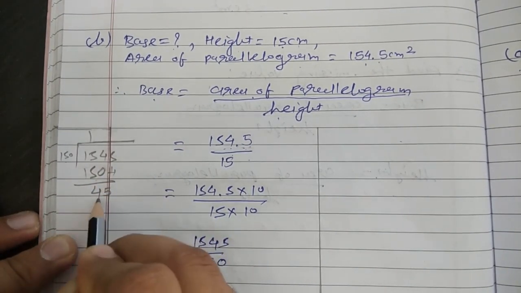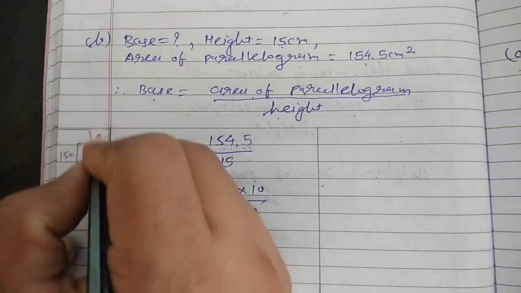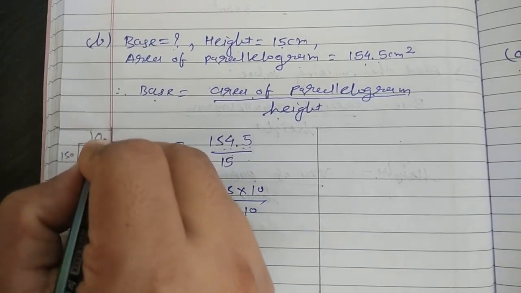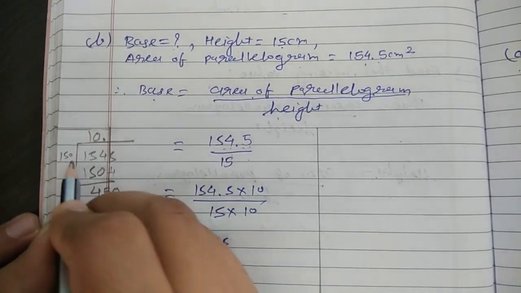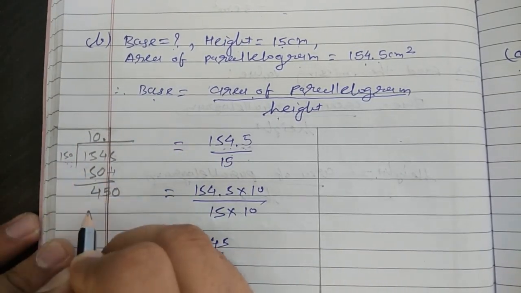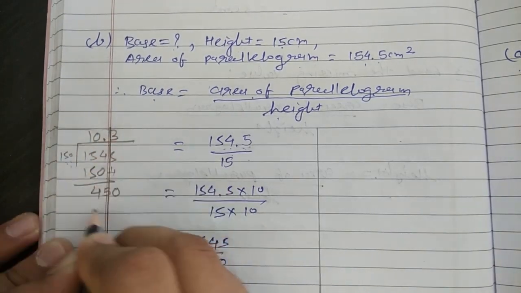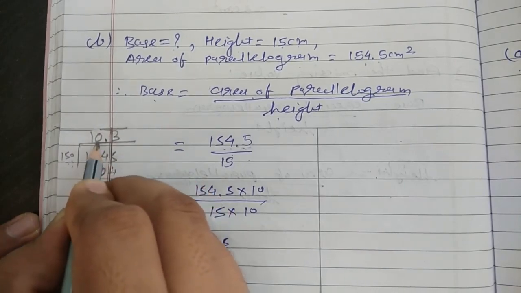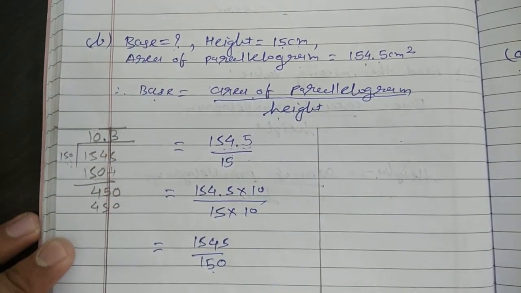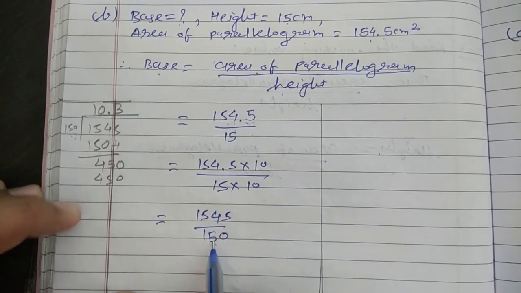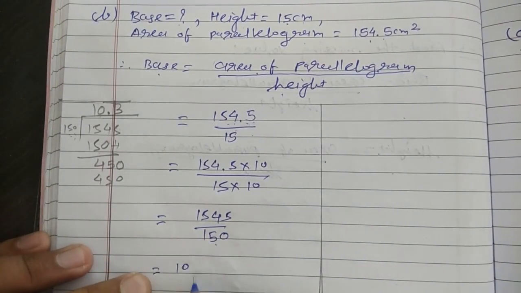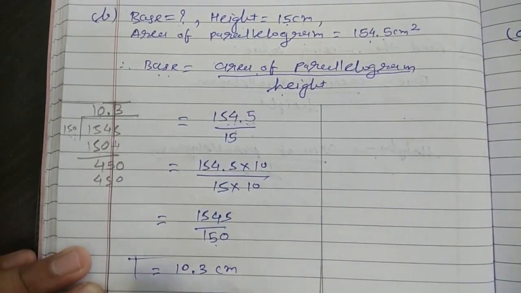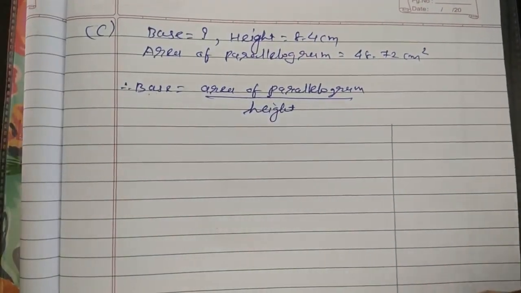Now keep in mind that 45 cannot be divided by 150, so here we will put 0. After that we will add 0, and therefore the decimal point will come. We know that 15 3s are 45, so 150 3s are 450. So what answer did we get? That is 10.3. When we divide 1545 by 150, we get the answer 10.3. And what is the unit of base? That is centimeter.